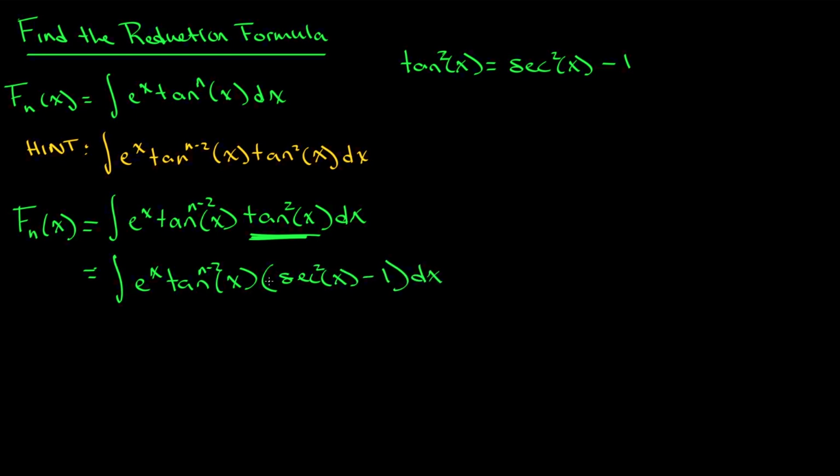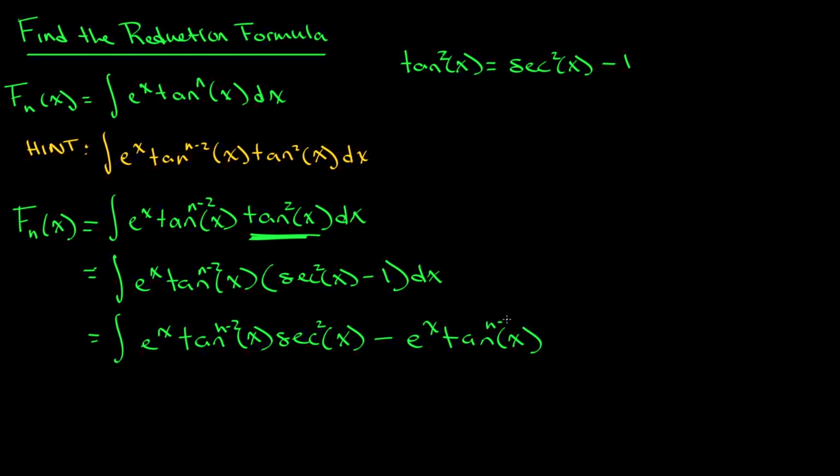And now what we can do is distribute this, and we will get the following. We have e to the x times tangent of x. Again, this is the indefinite integral. And then we have this here, distributing. So this is going to be times secant of x, and then all that squared. And then we have minus all of this here, minus e to the x times tangent of x to the n minus 2 power. All right, and then all of this we're still integrating with respect to x.